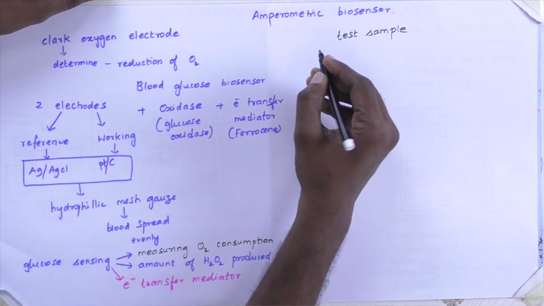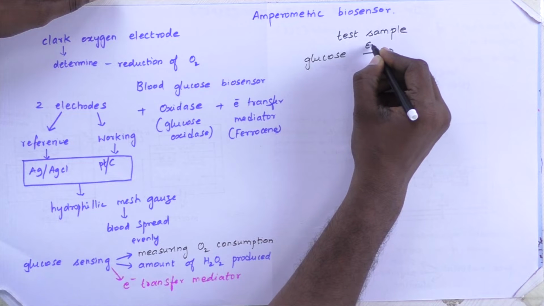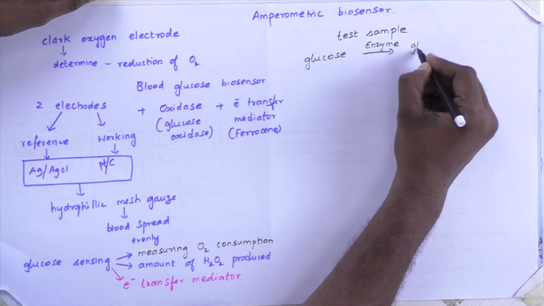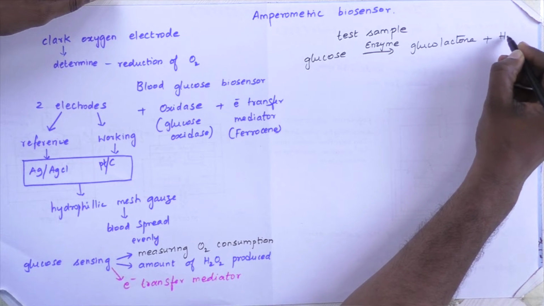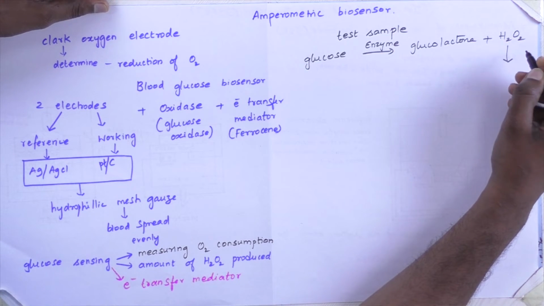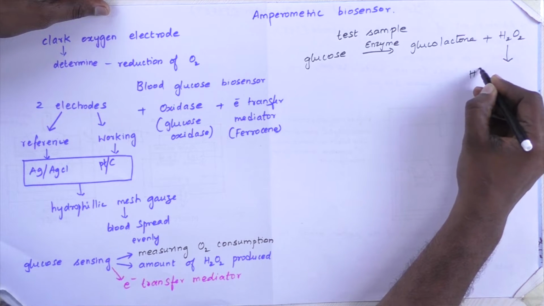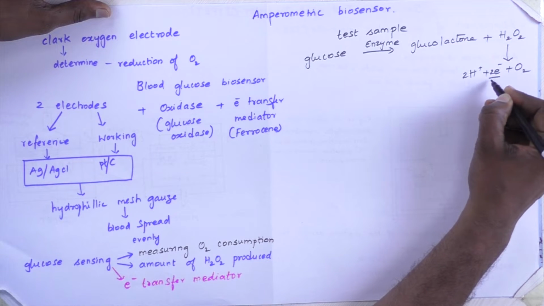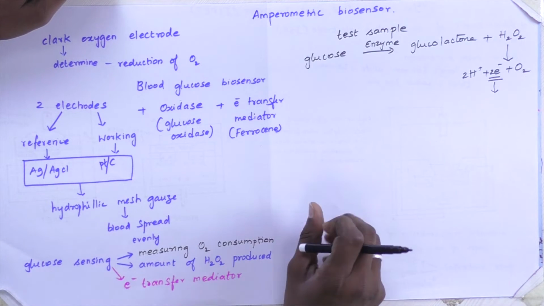That is, the glucose is oxidized by glucose oxidase enzyme and converted into glucolactone followed with formation of hydrogen peroxide. This hydrogen peroxide at platinum electrode is oxidized to H plus ions, electrons and oxygen. The number of electrons produced can be observed from the current measurement.